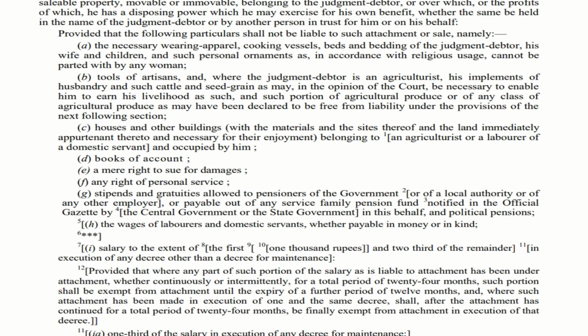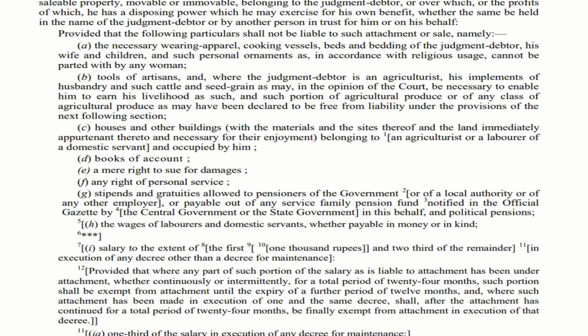If he is an agriculturalist, imagine he is a farmer, then his implements of husbandry cannot be attached, and his cattle cannot be attached, and the seed grain using which he is producing the grains cannot be attached. The simple aspect is that a thing which is necessary for a person for his livelihood cannot be attached. We can understand it this way.